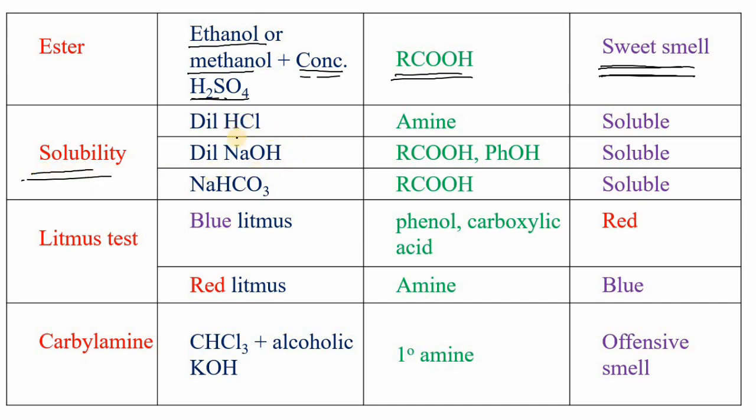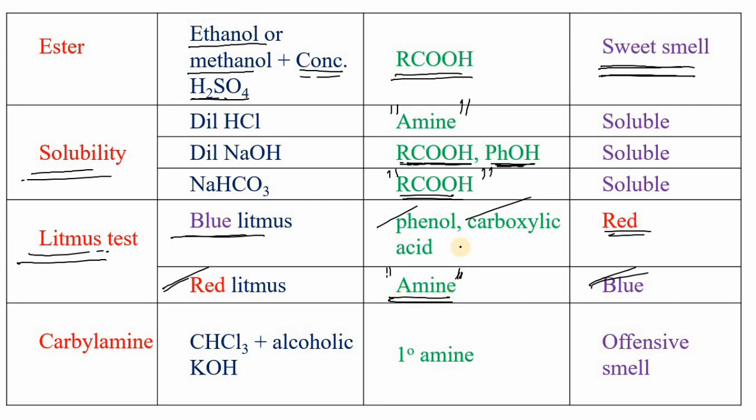Solubility test. When you treat with dilute HCl, if the compound is soluble, the compound may be amine. When you treat with dilute NaOH, if the compound is soluble in dilute NaOH, the compound may be carboxylic acid or phenol. When you treat with sodium bicarbonate, if the compound is soluble, then the compound will be carboxylic acid. Litmus test. If you dip blue litmus and it is converted into red, the compound is acidic. The organic compound will be phenol or carboxylic acid. When you dip red litmus, if it is converted into blue, it's basic, so it should be amine.